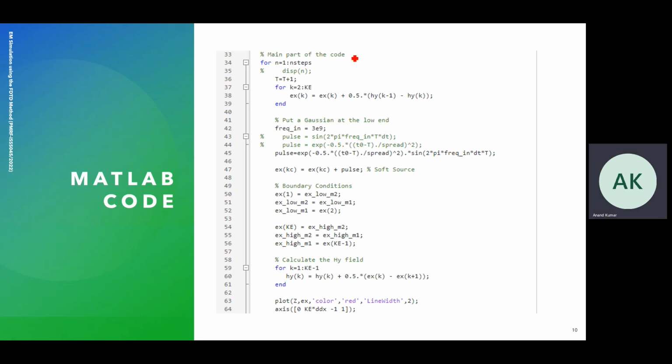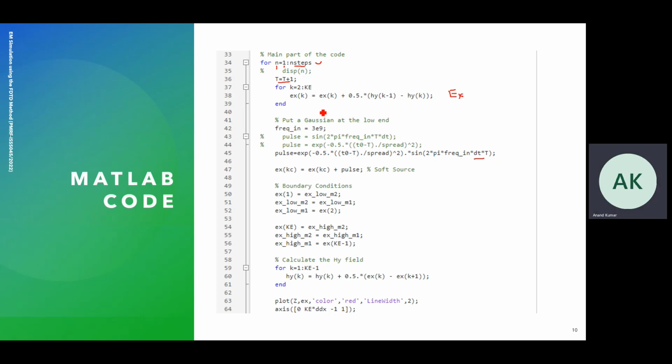Now starting with the main part of the code, n keeps track of time. We start with the first time instant and go through n steps, which is the number of time steps that we defined earlier. T1 is used for defining the source. You can also avoid this and directly use n over here. No big deal.